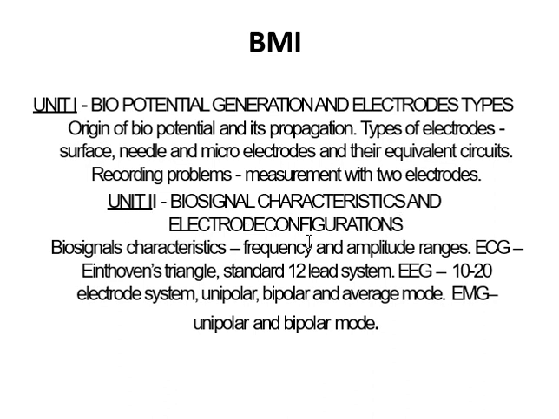characteristics and electrode configurations. Biosignal characteristics, frequency and amplitude ranges, ECG Einthoven's triangle, standard 12 lead system, EEG 10 to 20 electrode system, unipolar, bipolar and average mode, EMG, unipolar and bipolar mode are the subtopics of the second unit.